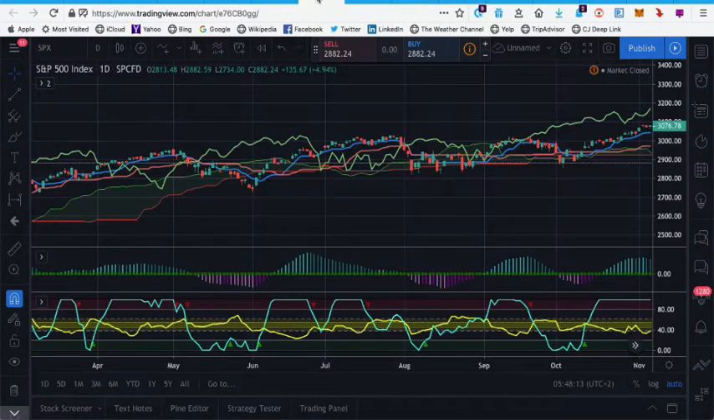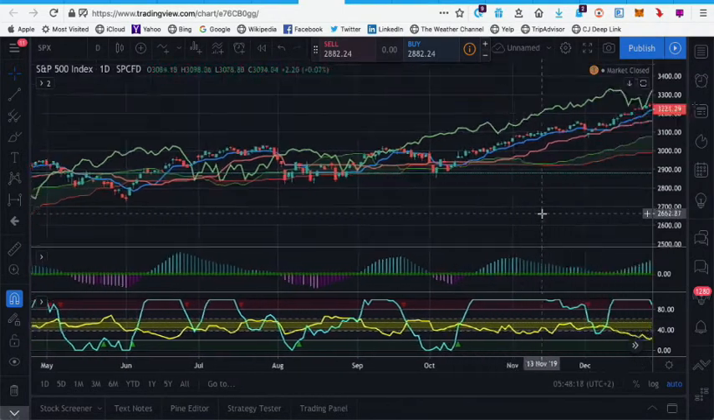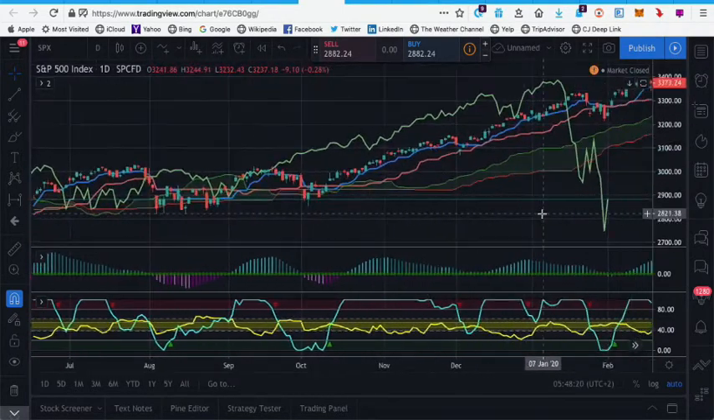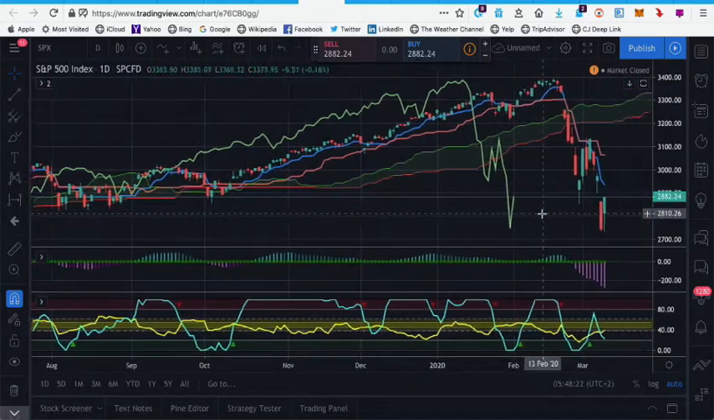I beg your pardon, the daily chart. I'm sorry, we've just looked at the weekly. And here is the daily chart of the S&P 500.